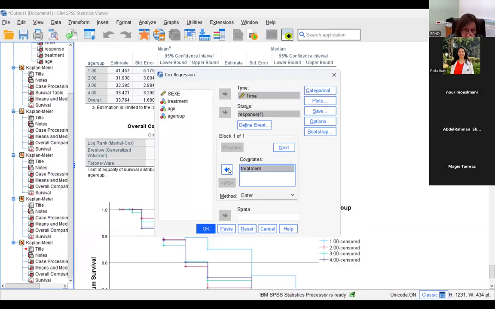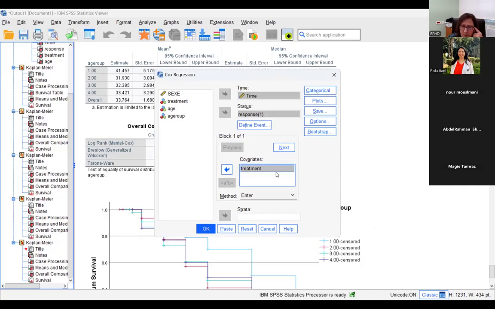Why put only the treatment? Because now I want to produce an unadjusted hazard rate ratio. So what Cox regression does is model the hazard rate ratio. The hazard rate ratio, as we said, is an instantaneous risk of people having the event, given that they have survived a previous time. So it is actually based on survival data. It takes time into consideration.